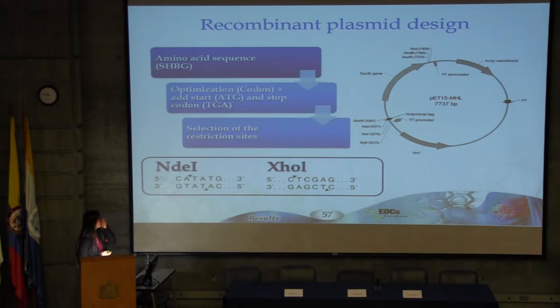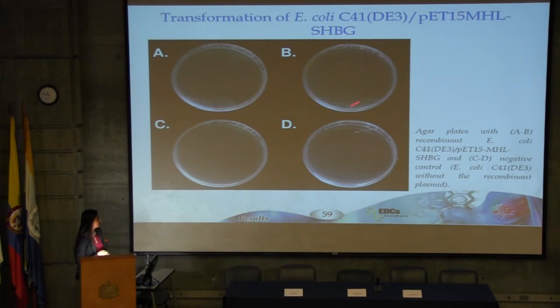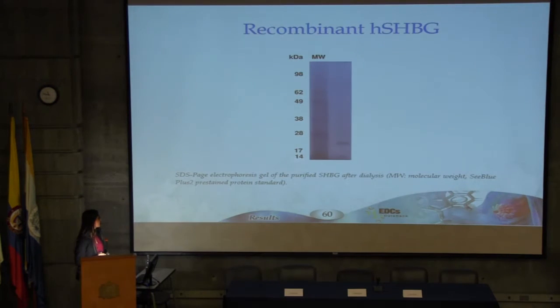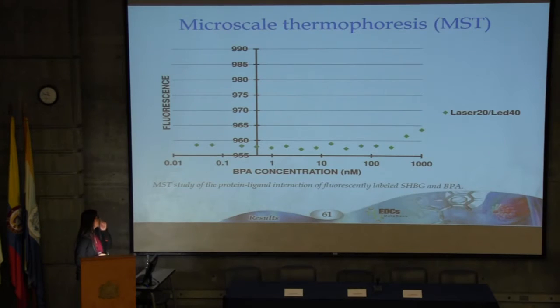This is the workflow for the recombinant plasmid design. The plasmid used was pET15MHL, as this had the ampicillin resistance gene and also the his tag. The protein expression was correct, as you can see here, and you can see there is nothing in the controls. This is the recombinant protein after purification, and the molecular weight was in the expected place.